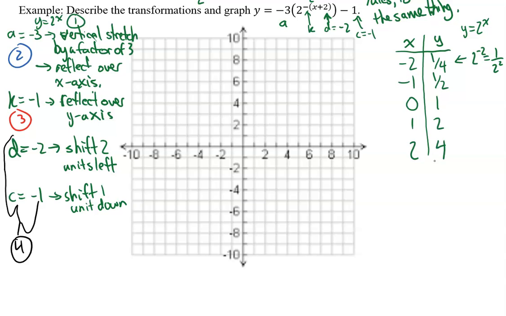So those are the key points that I'm going to begin with before I do any stretching or compressing or transforming in any way. So -2, 1/4 is right there. -1, 1/2 is right there. 0, 1. Sorry, 1, 2, there we go, and 2, 4. So there's my initial graph. It's going to look something like this. You can continue that. 3 is going to be 8, etc. So this is the graph of y equals f of x.